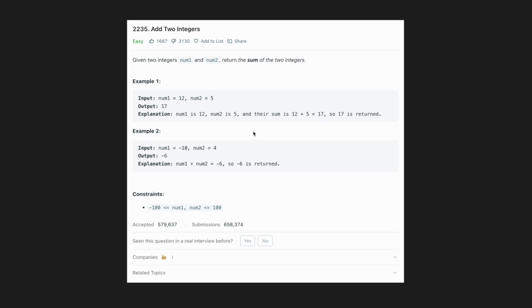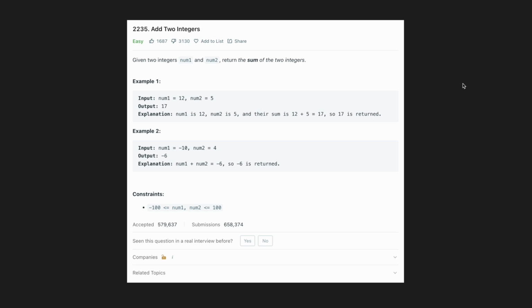So today we're solving Add Two Integers. The problem states that given two integers, num1 and num2, return the sum of the two integers. I feel like this problem is fairly simple, so we could just look at these two examples right here. For num1 and num2, just add them together and you'll have the solution. The input is literally num1 and num2, just add them together and that should give you the output.